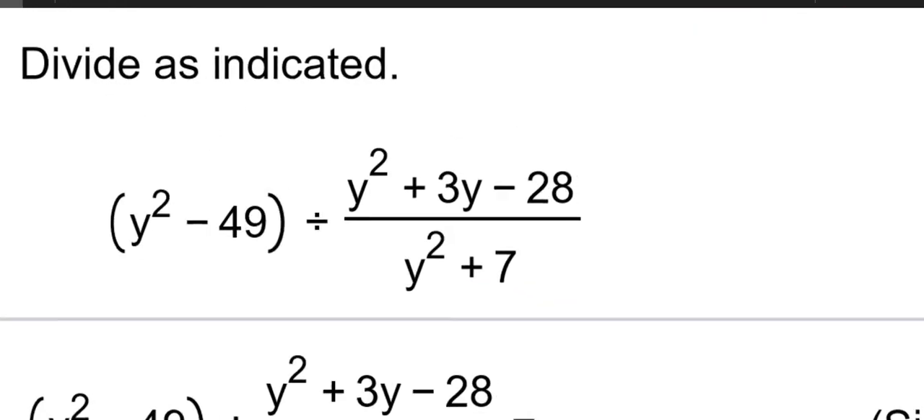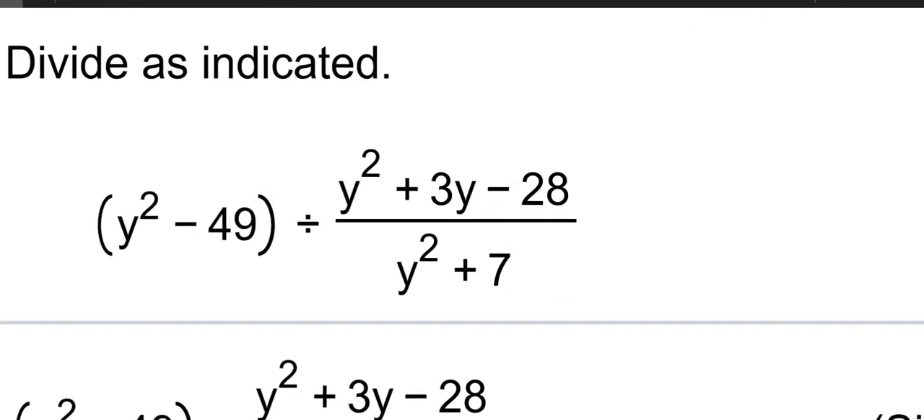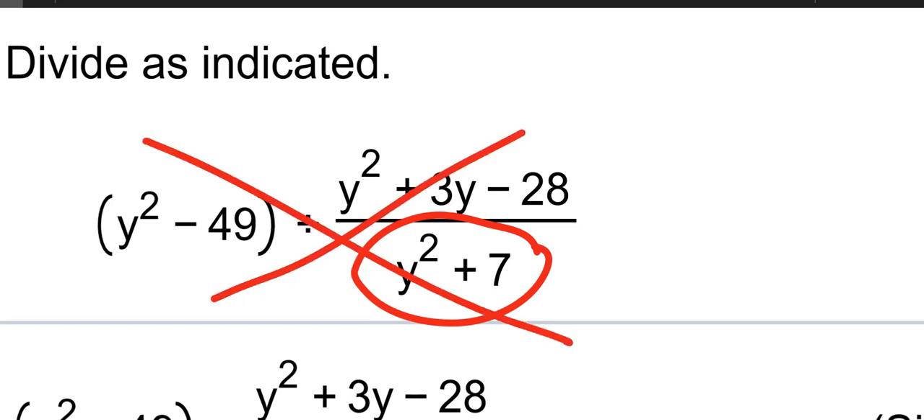Okay, now on this one right here, why did you not? I'm going to skip this one because this is going to cause you some frustration because it's not factorable. So I saw that one and I was like, we're not doing that.